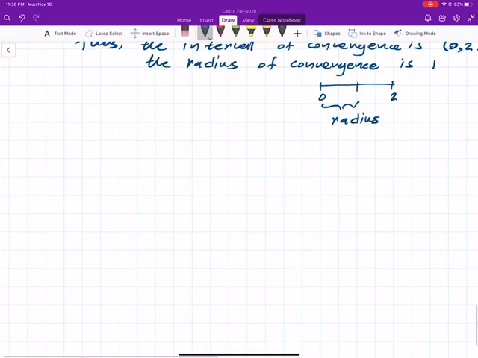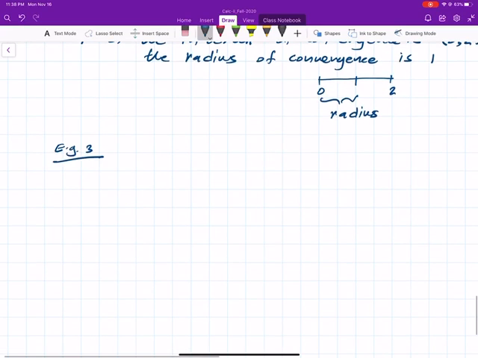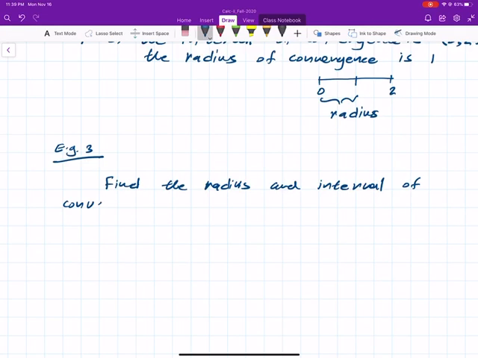Let's move to example number 3. Find the radius and interval of convergence of this series: sigma, n goes from 0 to infinity, n times (x plus 2) to the power n divided by 3 to the power n plus 1.